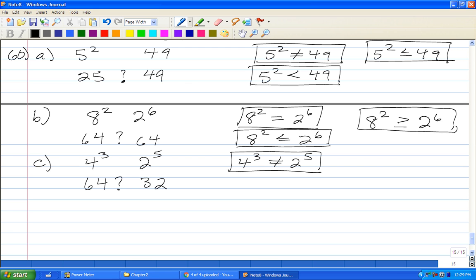64 less than 32 is not correct. 64 less than or equal to 32, that's not correct. 64 is greater than 32. 64 is greater than or equal to 32. So those are the true statements.